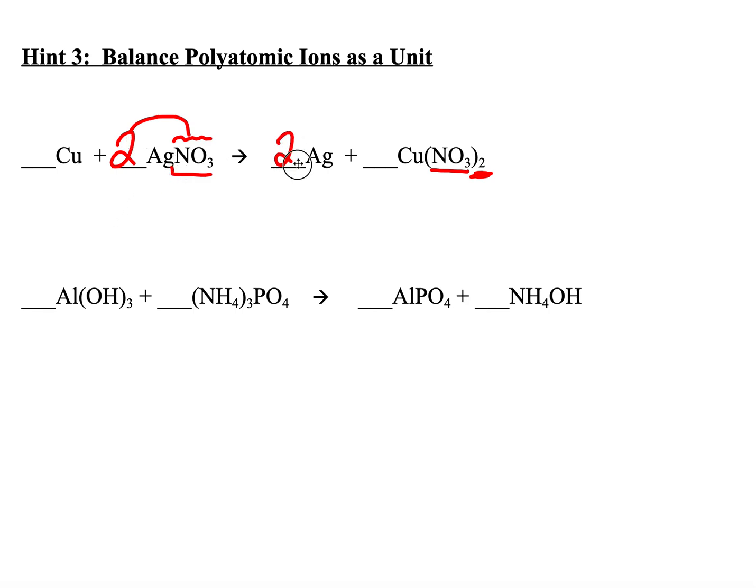So I better have 2 silvers on this side. And then I look at my copper. 1 copper here, 1 copper there. I'm good. That imaginary 1 tells me this is just 1 and 1.